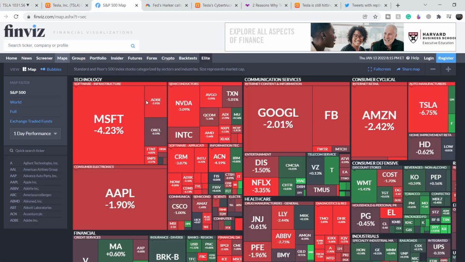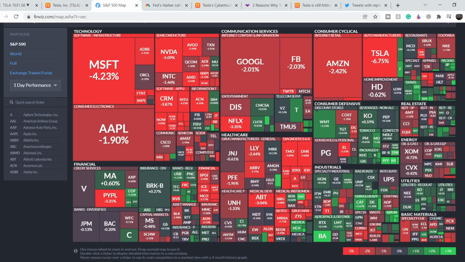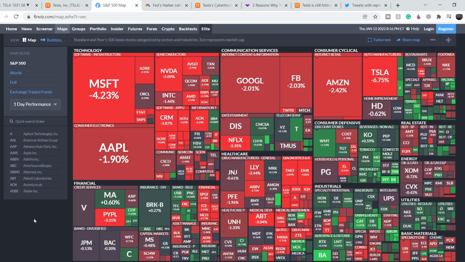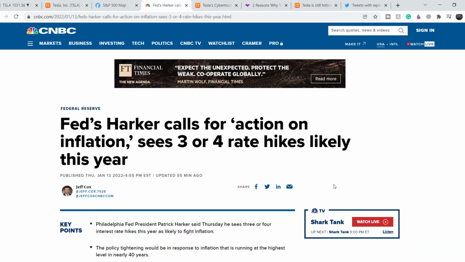So first of all, let me show you that we are deeply in red. The entire market is in red. As you can see, it is the S&P 500 one-day performance heat map. And what is the reason for this bloodbath on the markets?